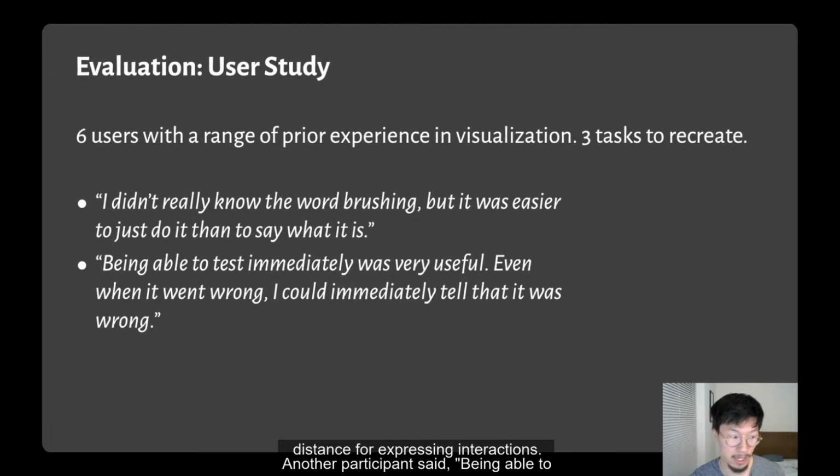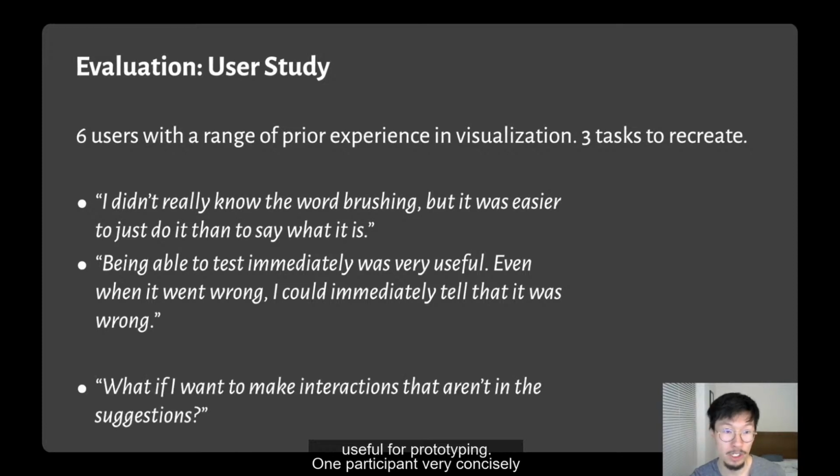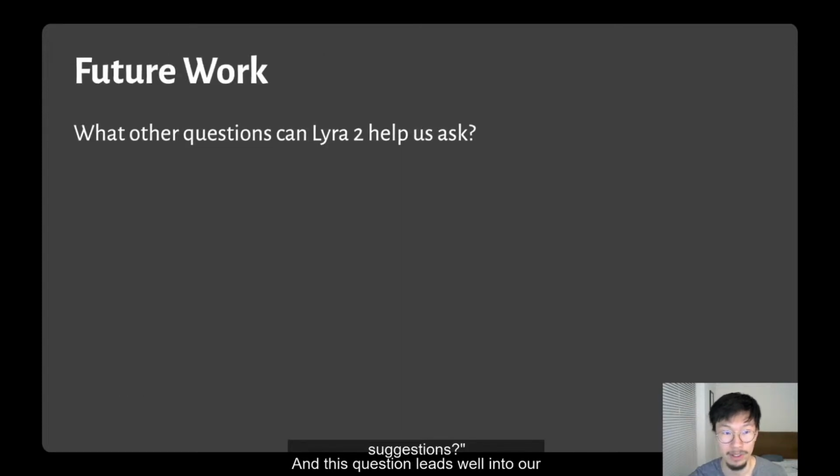Another participant said, "Being able to test immediately was very useful. Even when it went wrong, I could immediately tell that it was wrong." For them, the rapid feedback loop was useful for prototyping. One participant very concisely articulated a similar limitation that we discovered with the example gallery. What if I want to make interactions that aren't in the suggestions? And this question leads well into our thinking about future work.